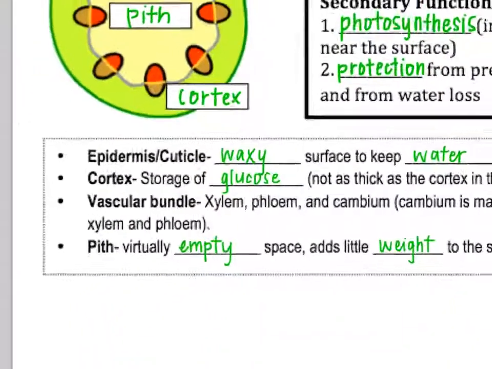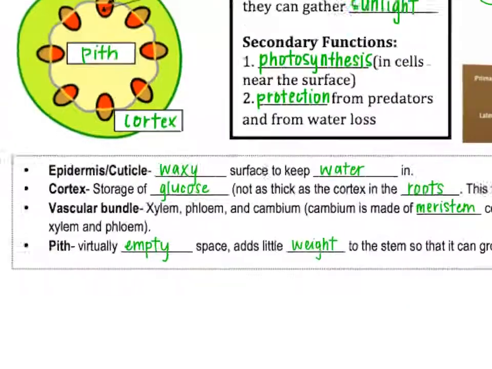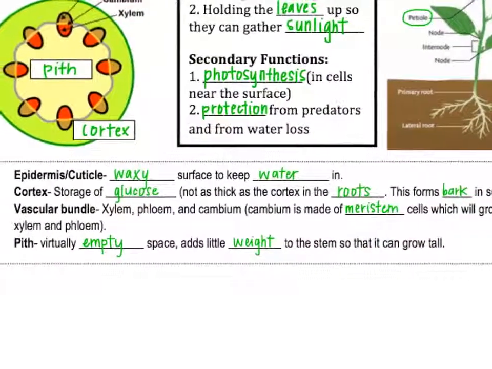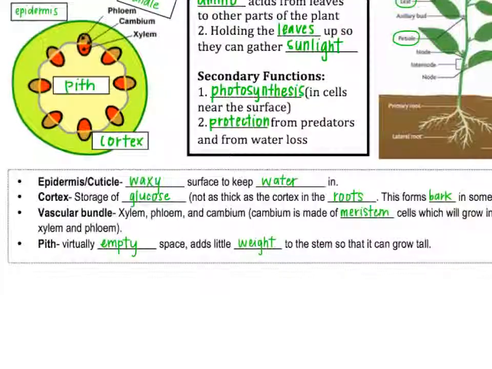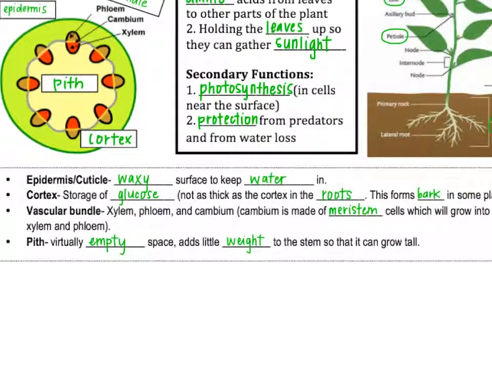So let's look at what each of those layers does in the stem. The epidermis, in this case, is a waxy surface, so it no longer is permeable to water, it keeps water in.